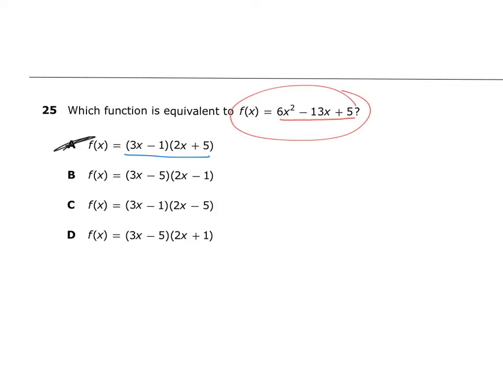Okay, C, once you graph that one, you can definitely see it's not the same graph. So let's do D just to make sure, and that's 3x minus 5, 2x plus 1. And definitely not the same graph on that one. So that verifies, that helps us understand for sure that B is the correct answer.